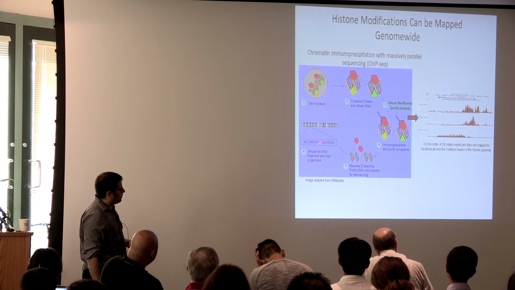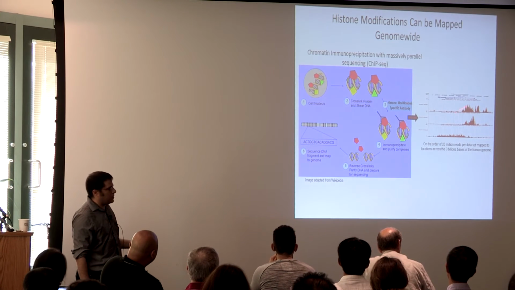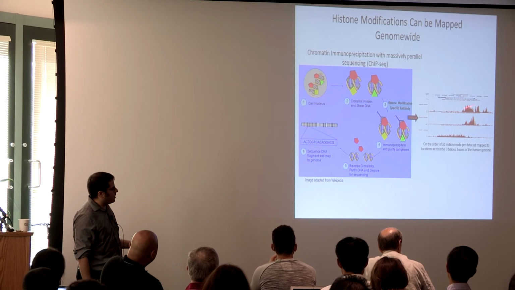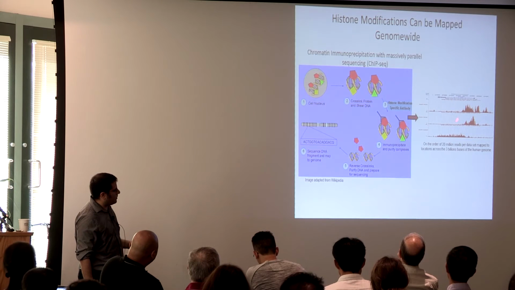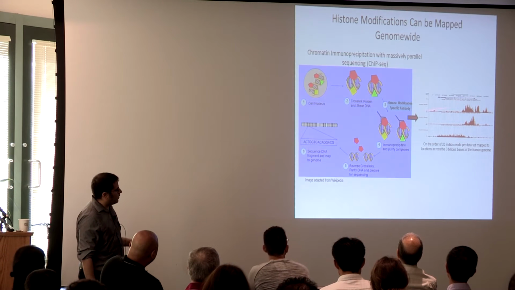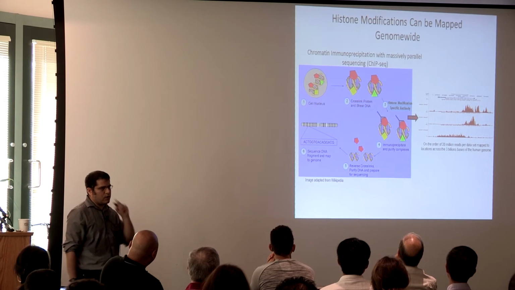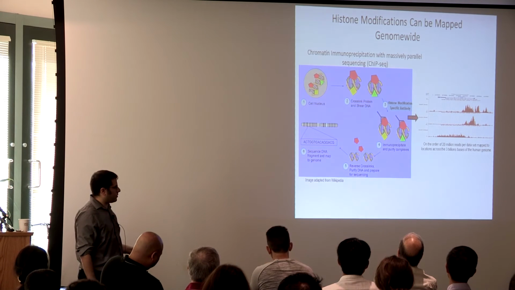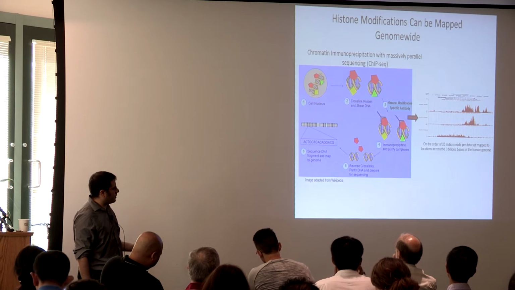Once you get those DNA sequences, you can map them back to the human reference genome, and then you can get density plots showing, for different modifications, where each one of these is a different modification, all in one cell type, what its relative presence is at various positions along the genome. And you can do this not just in one cell type, but in multiple cell types, as I'll discuss later.